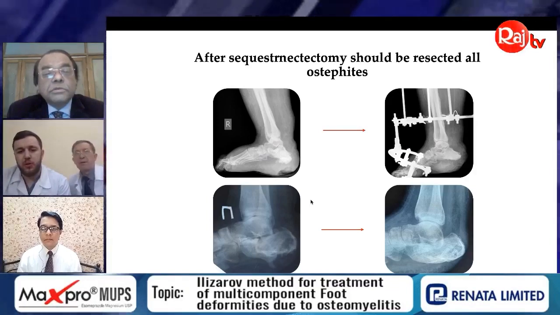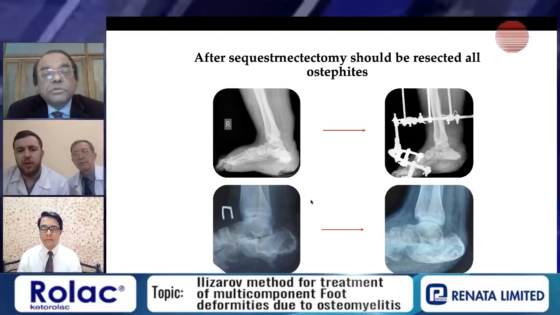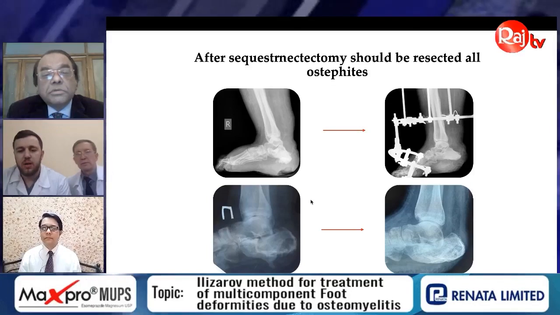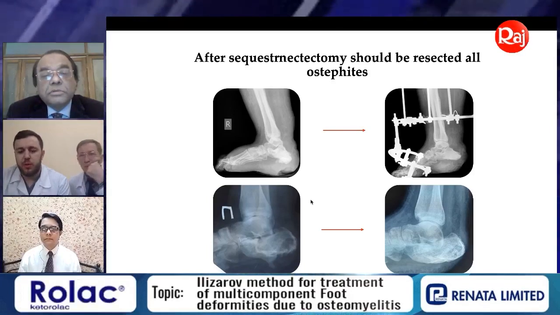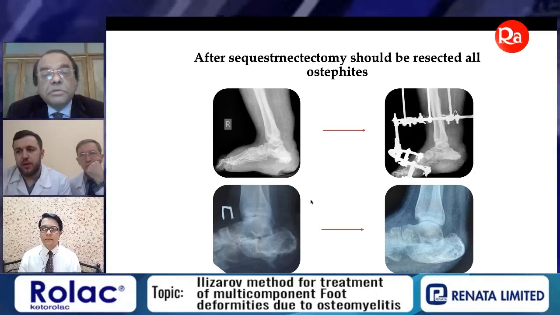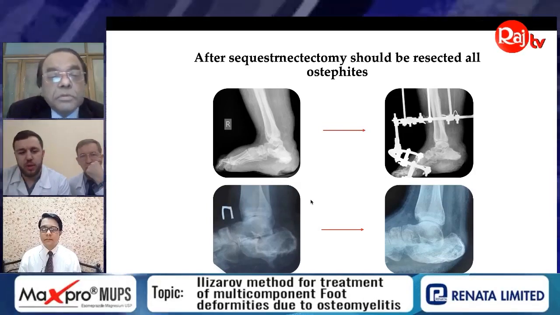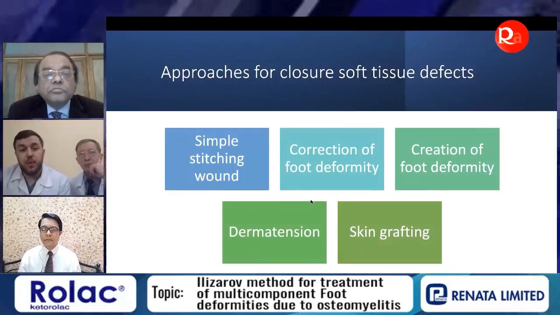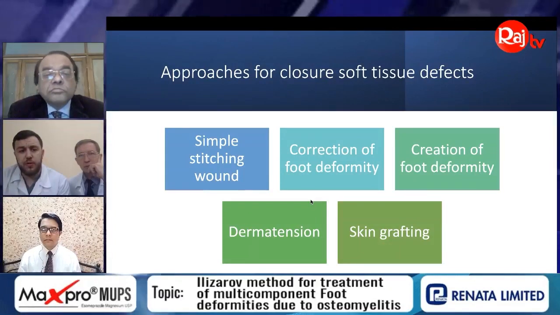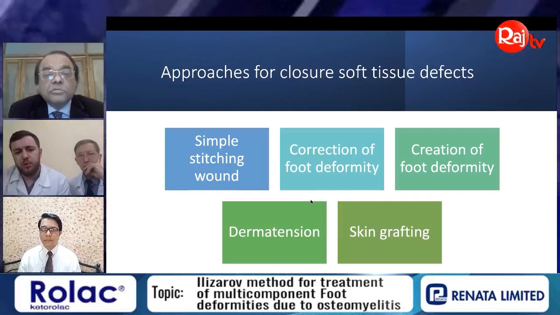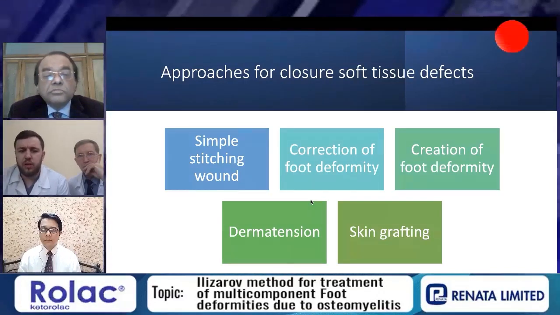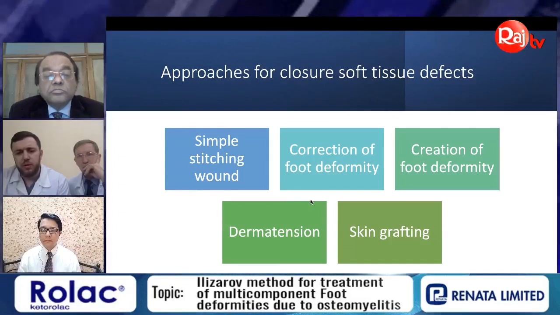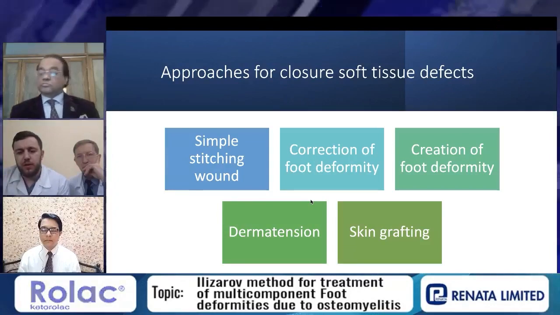Here is how we do sequester necrectomy and how we do resection of all osteophytes or some bone parts which stay in a high point of pressure of the plantar surface. And approaches for closure of tissue defects can be simple stitching of wound, correction of foot deformity, as I told before, correction of foot deformity for stitching wound, dermatension, and skin grafting.